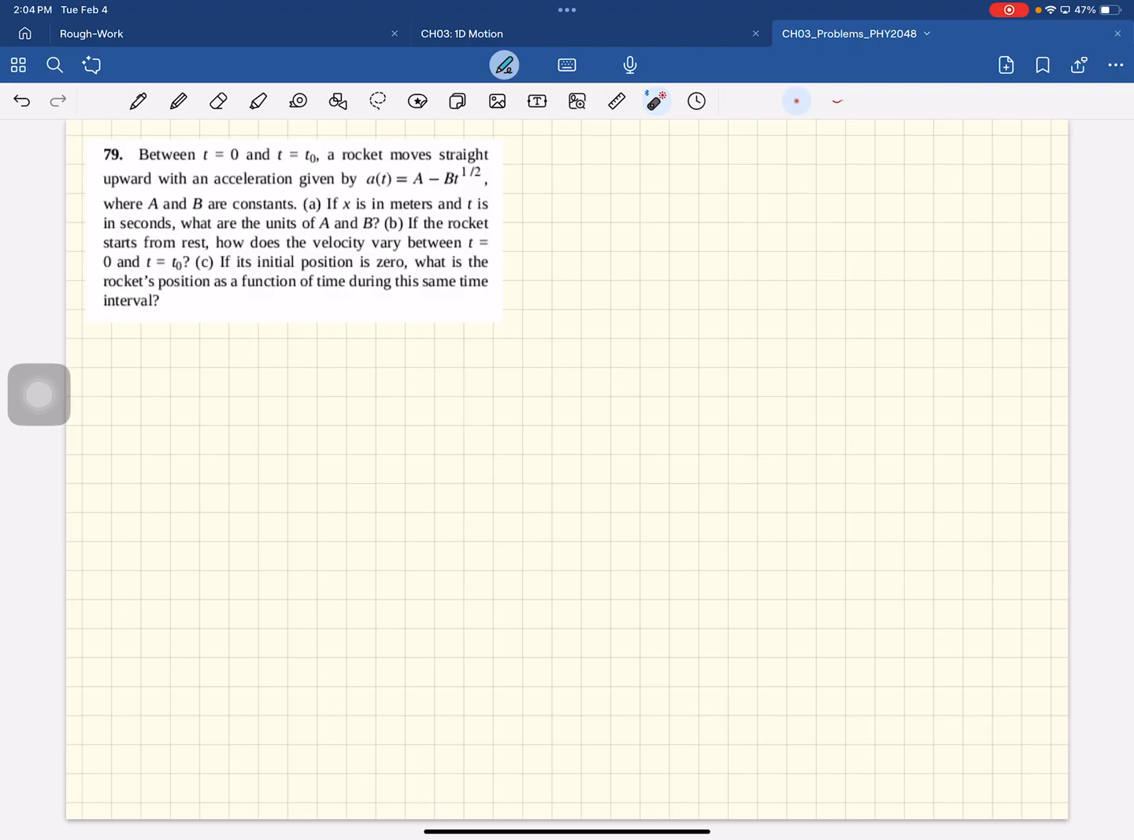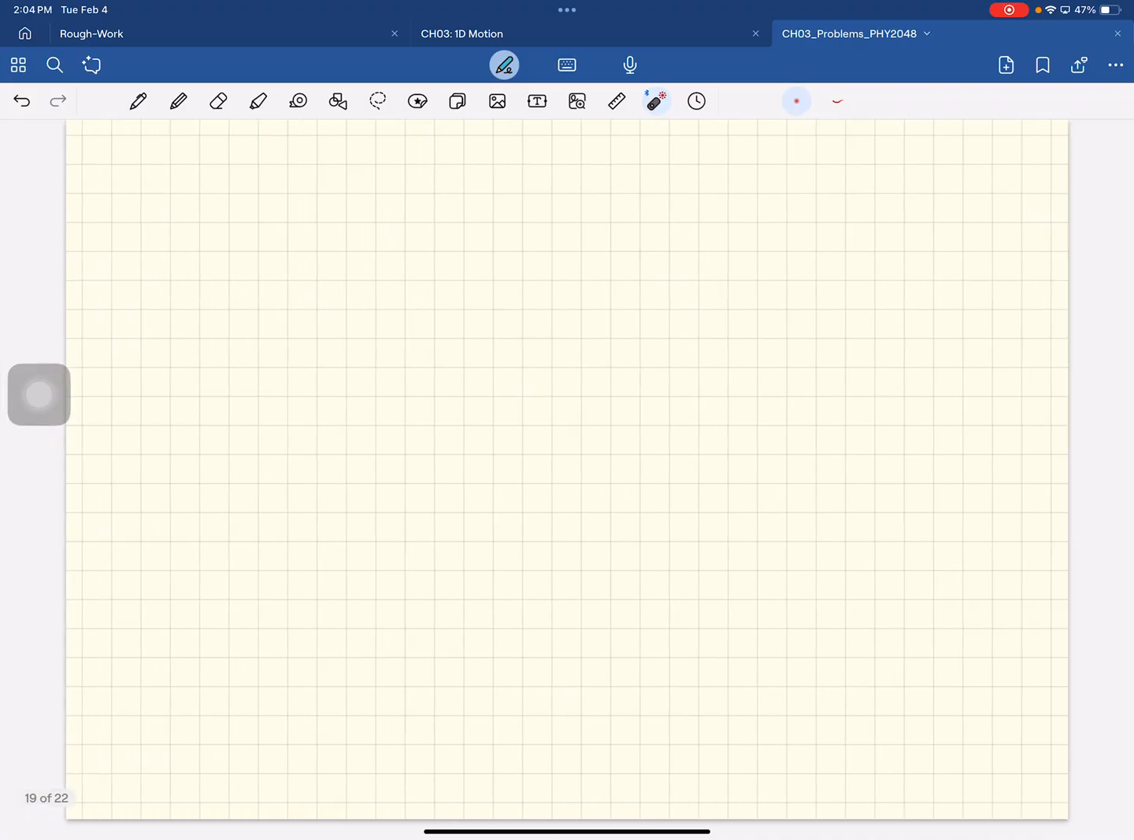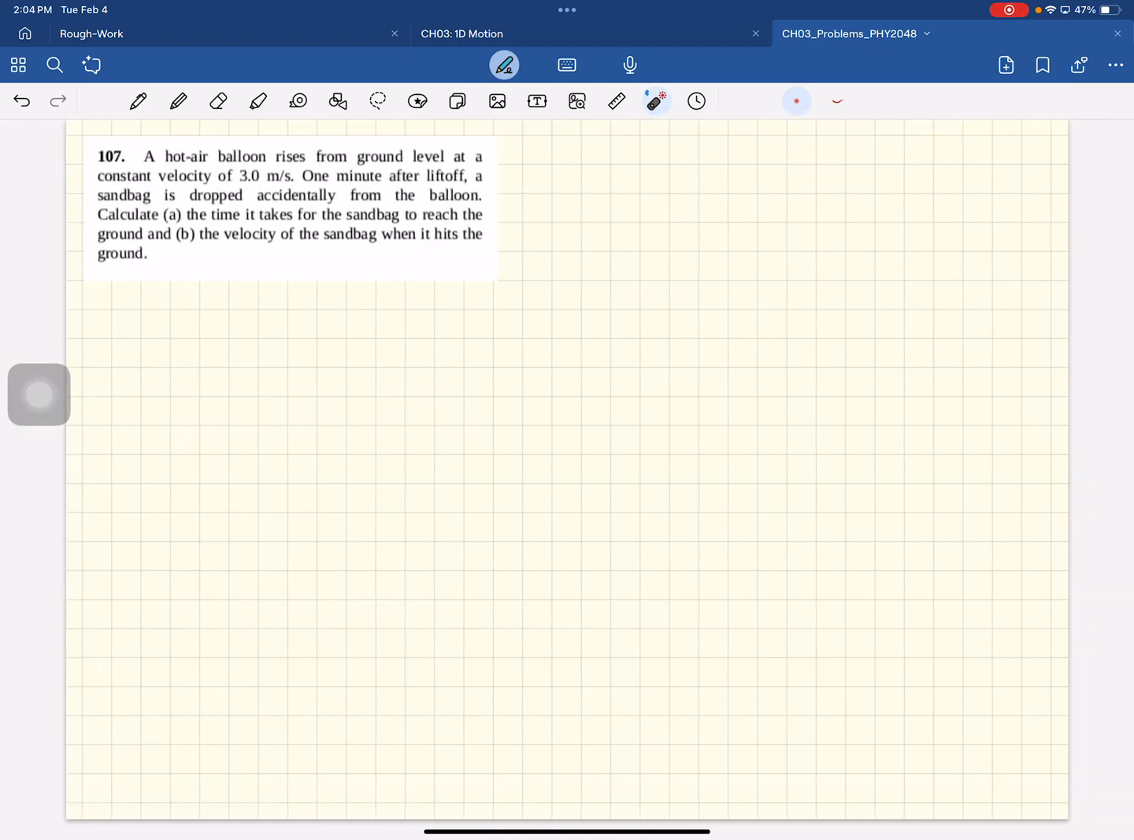All right, let's do this one problem as well. Oh no, let's do this one, the hot air balloon. Okay, so a hot air balloon rises from ground level at a constant velocity of 3 meters per second. 1 minute after liftoff, a sandbag is dropped accidentally. All right, so here's ground level. It's going at 3 meters per second. And 1 minute later, 1 minute is 60 seconds.